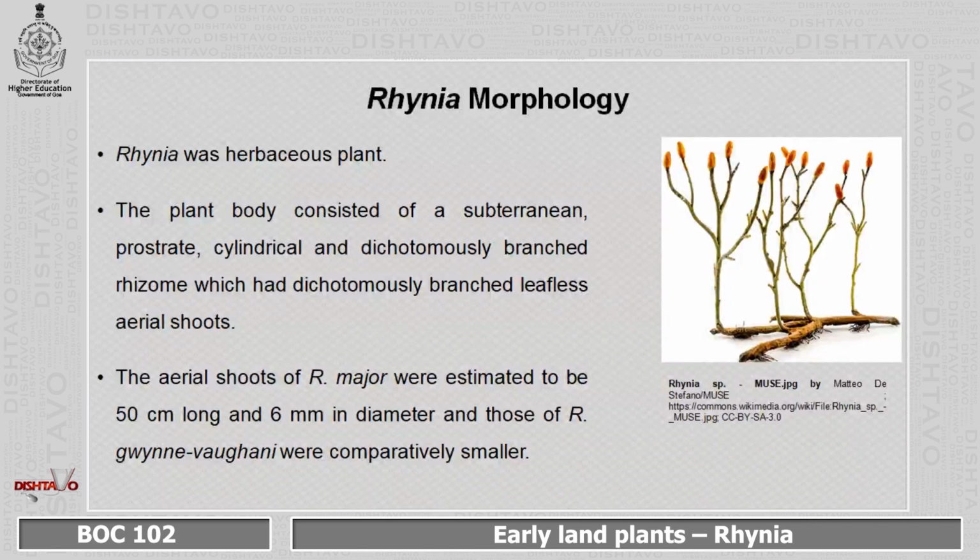The plant consisted of a subterranean, prostrate, cylindrical and dichotomously branched rhizome which had dichotomously branched leafless aerial shoots, as seen in the picture. The aerial shoots of Rhynia major were estimated to be 50 centimeters long and 6 millimeters in diameter, and those of Rhynia gwynne-vaughanii were comparatively smaller.